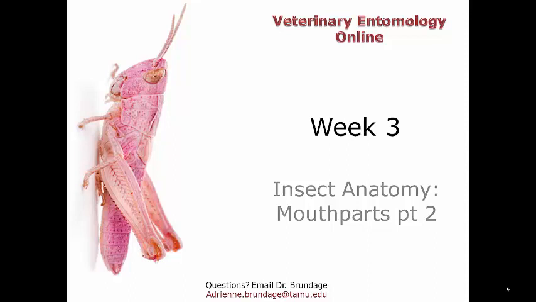Okay, if you remember from the last video, we were just starting to look at how these different mouth parts are oriented in space and how they look on actual insects. So remember, we looked at the mandibulate mouth parts, we looked at some piercing and sucking mouth parts, and looked at exactly where the labrum, the labium, the hypopharynx, all that sort of stuff was on these different things. So this lesson, we're going to move on to 3 more types of mouth parts that you're going to see in veterinarily important insects.